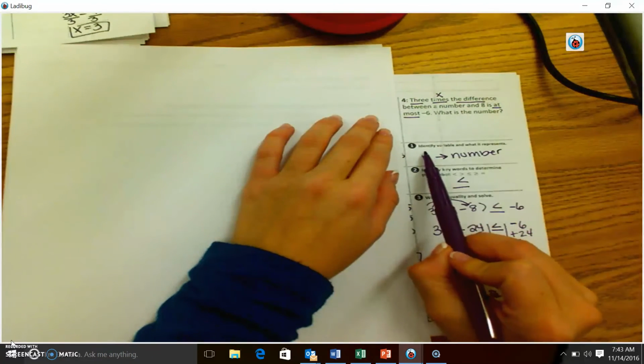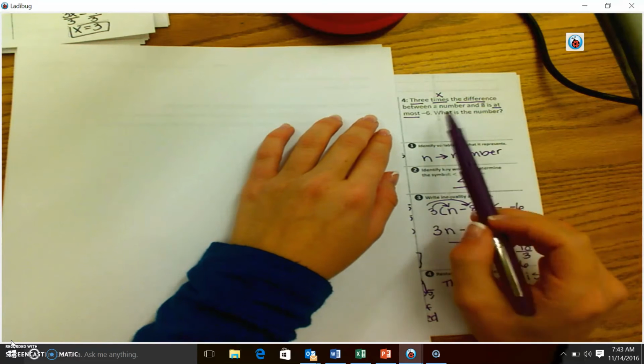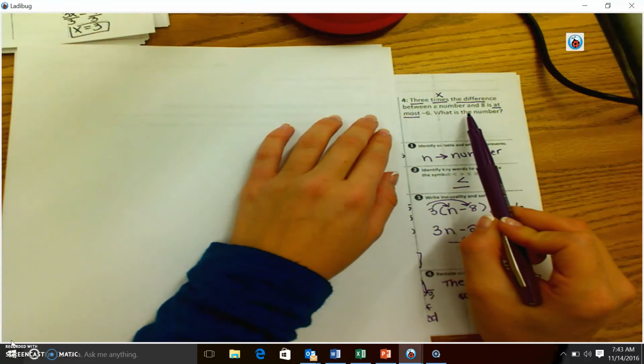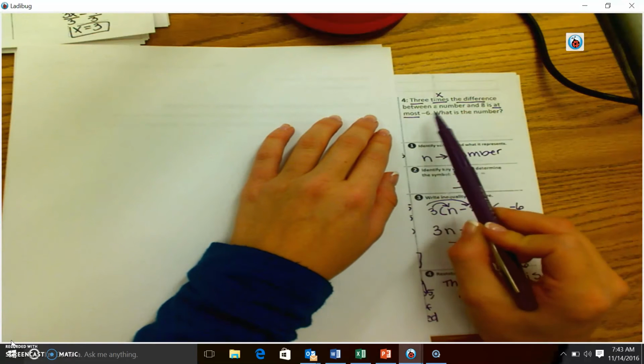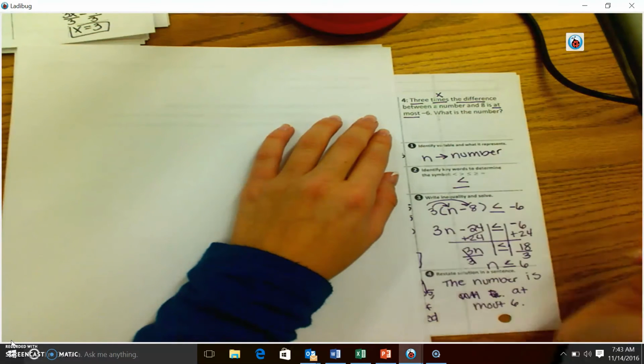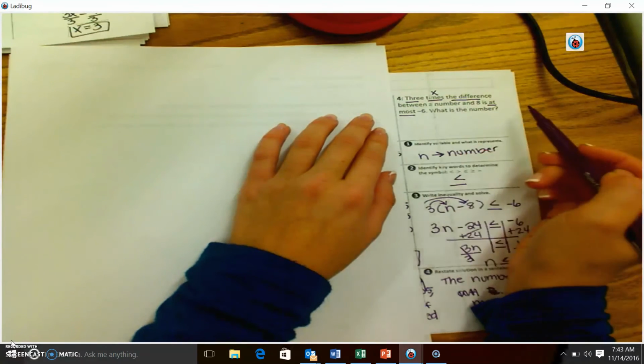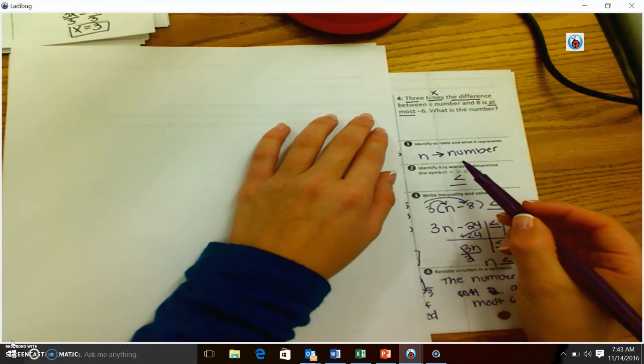Now, the first step is to identify our variable and what it represents. So here it says 3 times the difference between a number and 8 is at most -6. What is the number? So our variable that we're looking for is n, which stands for number, which I have here.